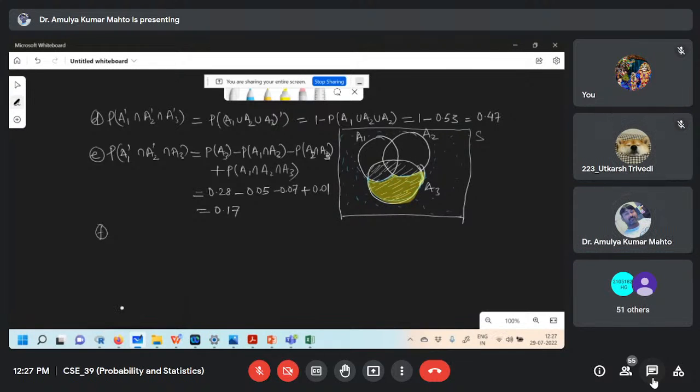Okay. Next one is A1 dash intersection A2 dash and then taking union with A3. We need the probability of this. Let's go to the Venn diagram.